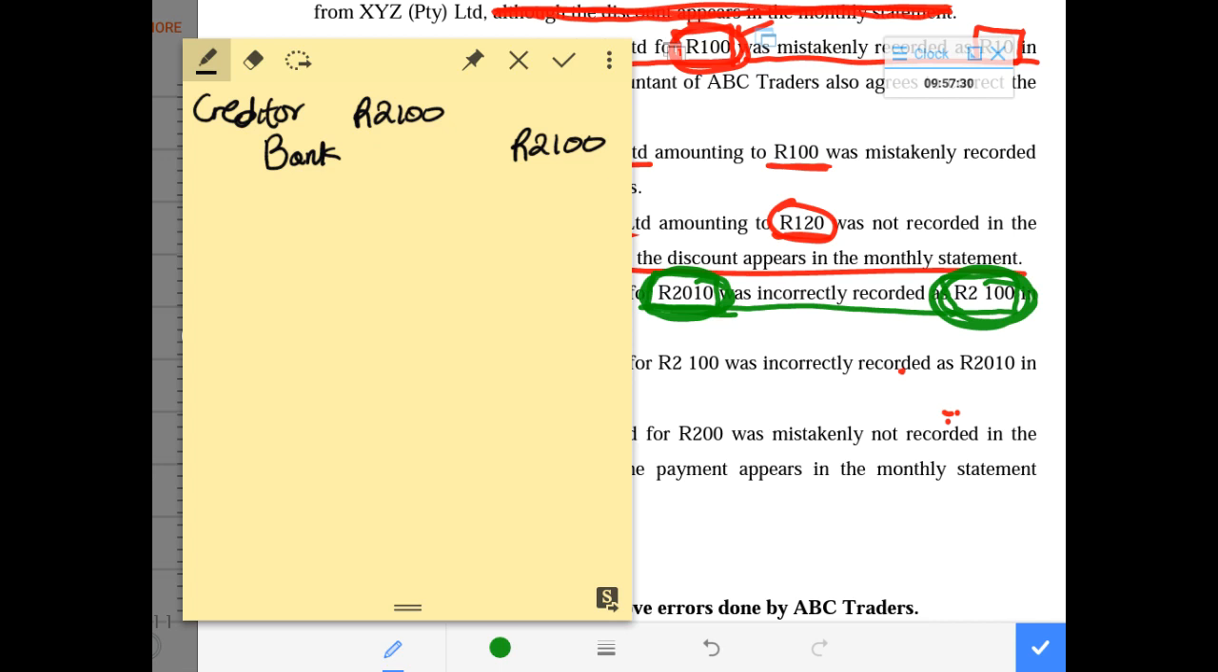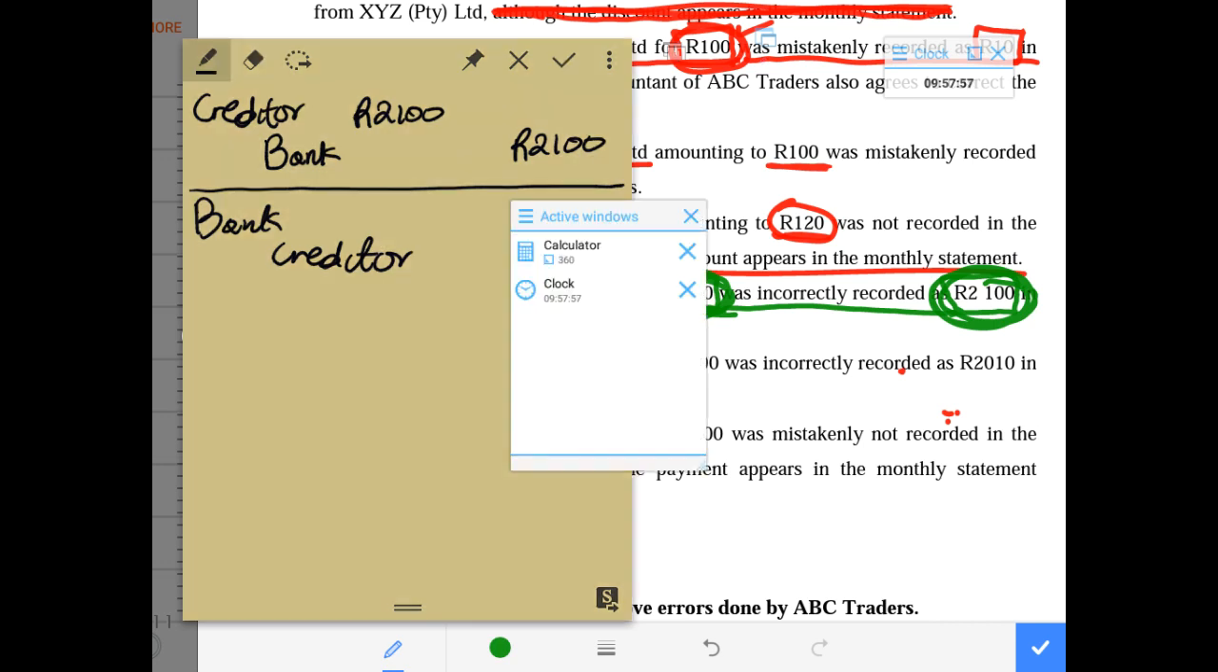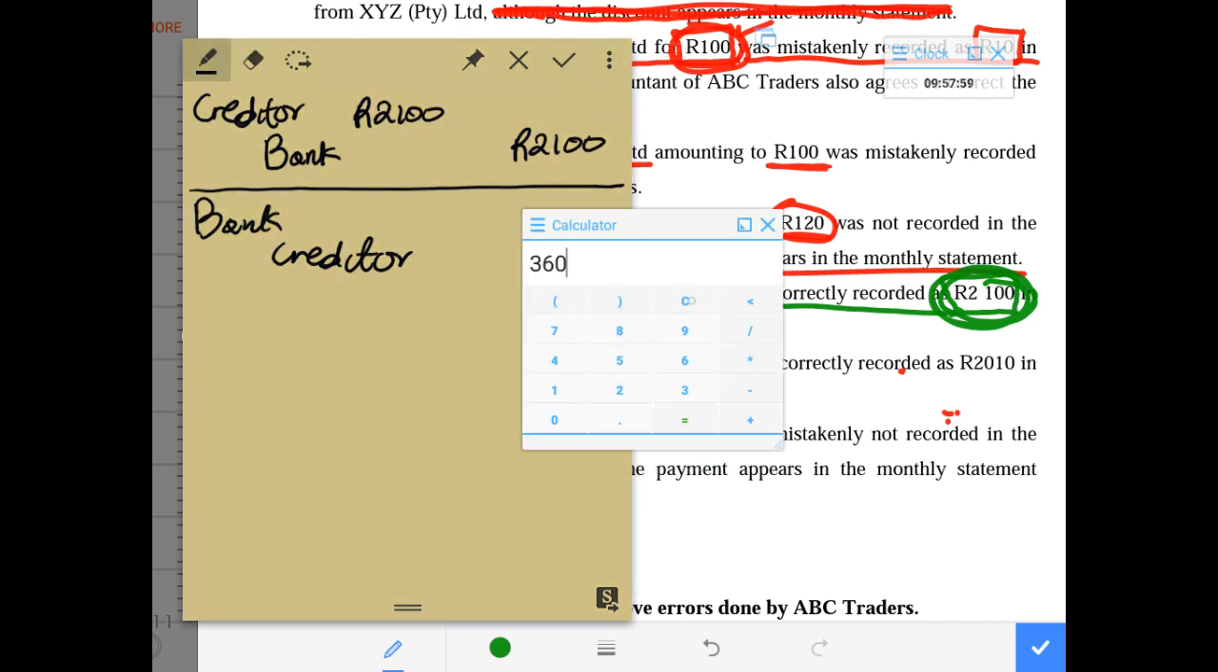Remember, the amount recorded is overstated, and the minute the amount recorded is overstated, you must do the opposite entry from what was initially done. So now the opposite entry will be debiting bank, because our bank was over decreased, so we need to increase it by the difference. Then after, we credit our creditor by the difference between the two figures. Let us check the difference.